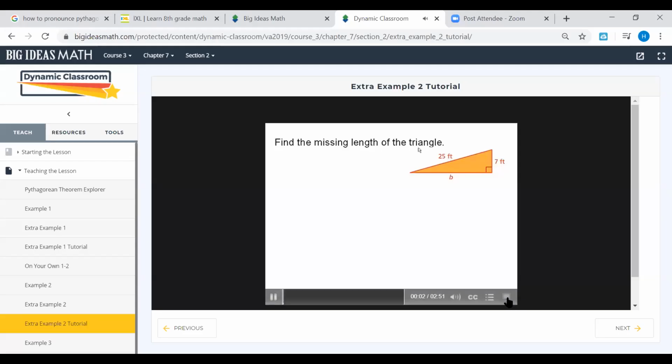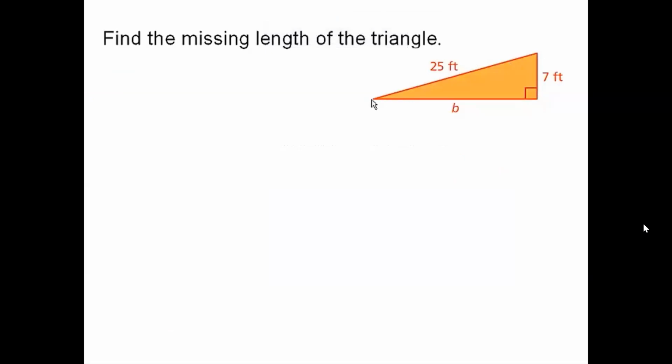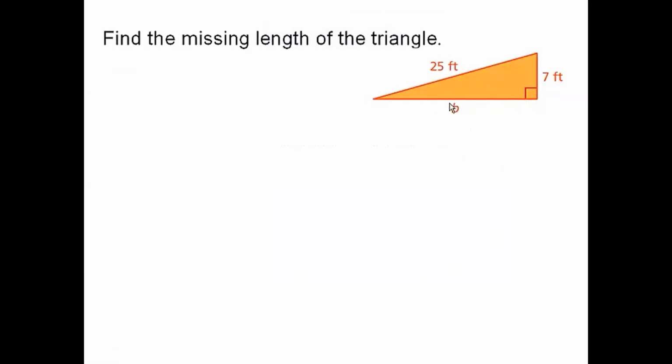Find the missing length of the triangle. First, notice we have a right angle, so that means we have a right triangle, and we are missing one of the legs, since the legs are the two sides that make up the right angle. And also we have 25 feet as the hypotenuse, because this is the side opposite of the right angle. So what we'll do to find our missing side length B is use the Pythagorean theorem.